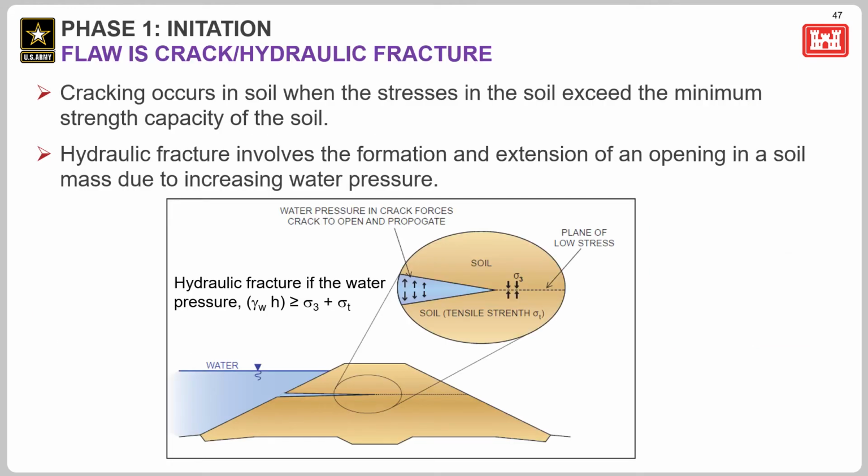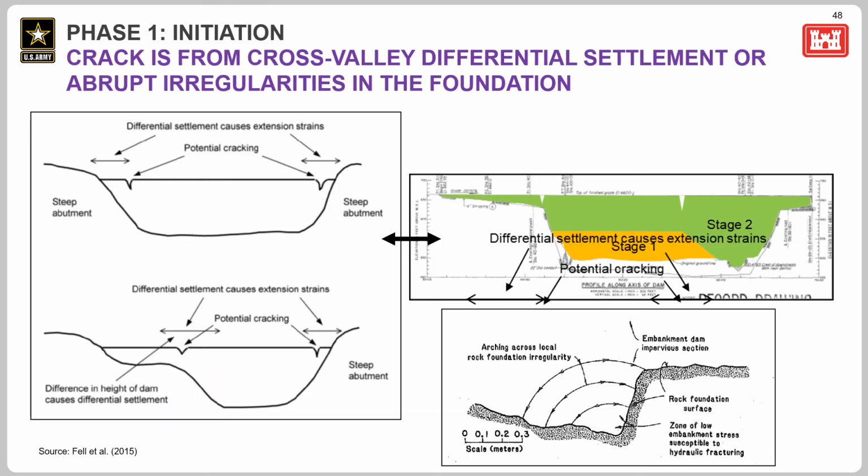How does an open flaw get created to get internal erosion rolling? Well, cracking occurs in soils when the stresses in the soil exceed the minimum strength capacity of the soil. So this can happen through hydraulic fracture, which involves the formation and extension of an opening in a soil mass due to increasing water pressures. Recognize that these stresses are inevitable even in well-designed and constructed dams and are not necessarily caused by poor design or construction practice. Cross-valley differential settlement may lead to extension strain cracks in low-stress zones subject to hydraulic failure.